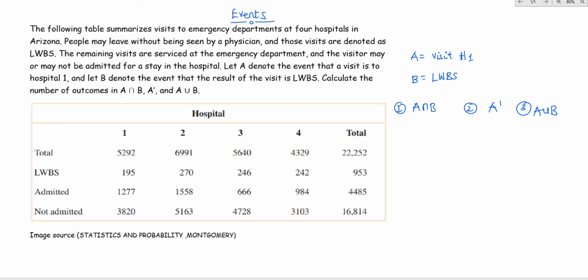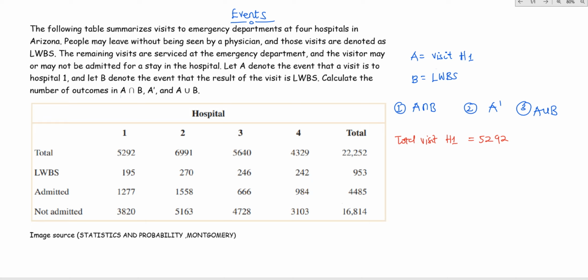A represents people that visited hospital one, right? So how many people visited hospital one? We have a total of 5,292. So for the total number of people that visited hospital one, we have 5,292. Let me write it here: total visits to hospital one should be 5,292.